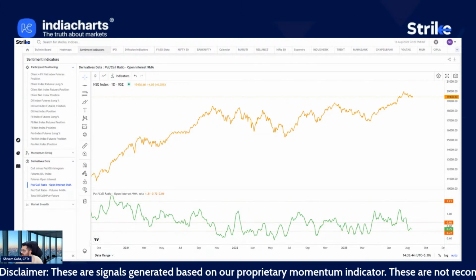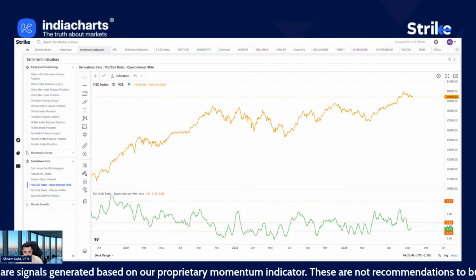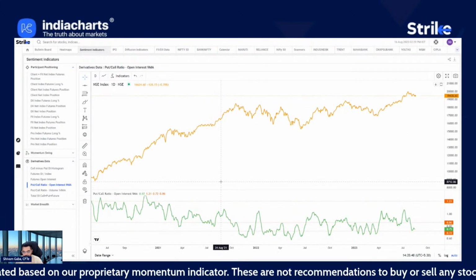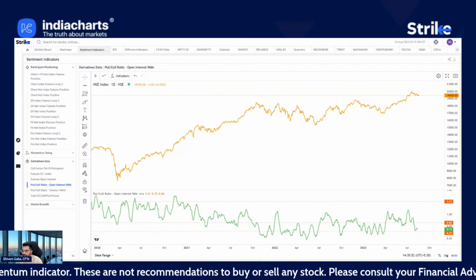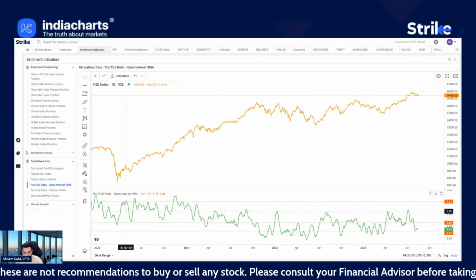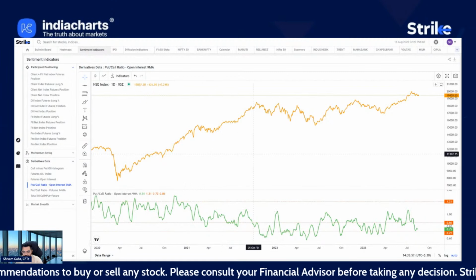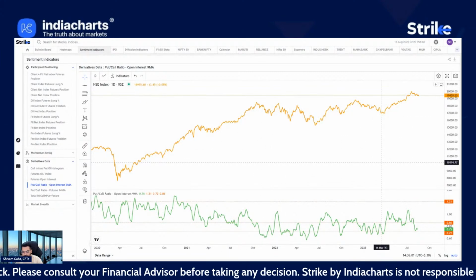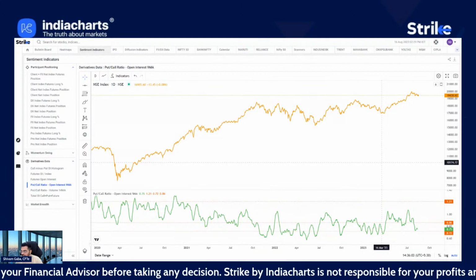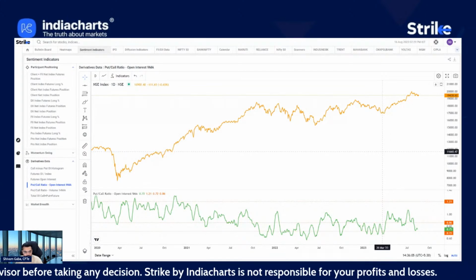So this is how we interpret certain data. You plot the data against Nifty and see how it has behaved during the past trends, be it a bullish trend or a sideways market or a bearish market. So you can just judge the behavior of the data and try to extrapolate the same during the current conditions.